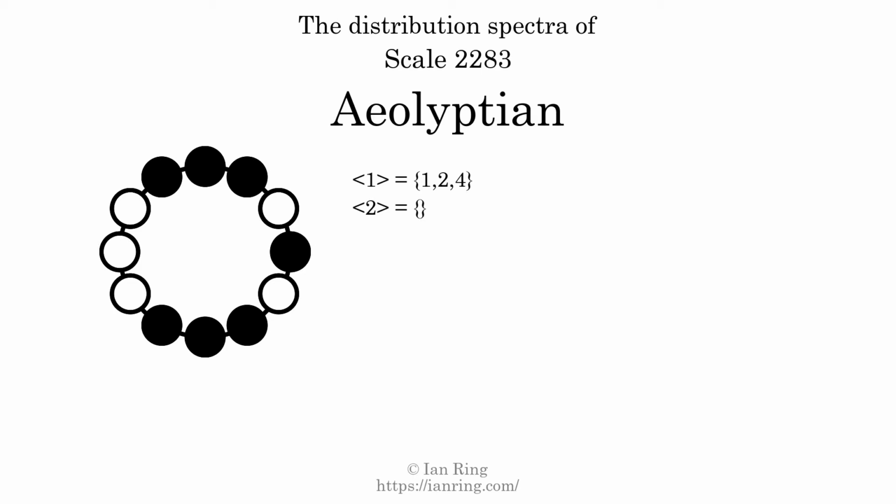The generic interval of 2 scale steps comes in 4 different specific interval sizes. 2 semitones, 3 semitones, 4 semitones, and 5 semitones. The spectrum width of this generic interval is 3.